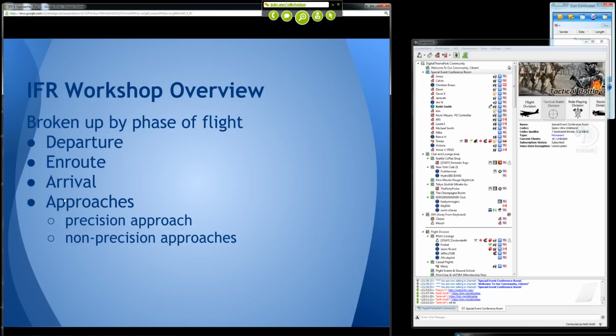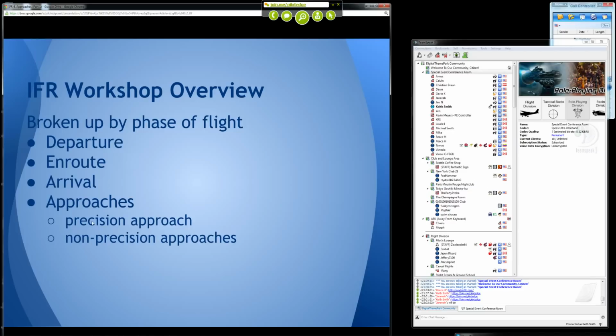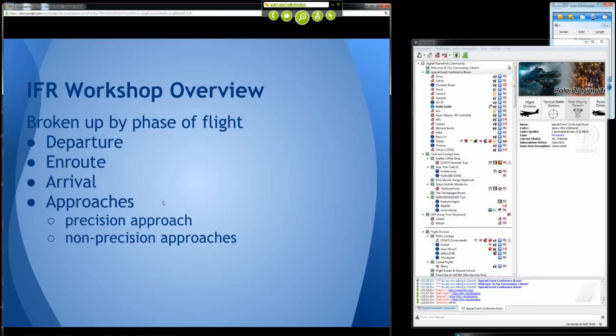So the last workshop was on approaches, and we covered mostly, well, in fact, entirely precision approaches, and today we will be moving into non-precision approaches. And by the time we're done with the approach phase of flight, we would have covered pretty much everything you need to know, practically speaking, about flying IFR from A to B, hopefully with just a few exceptions.